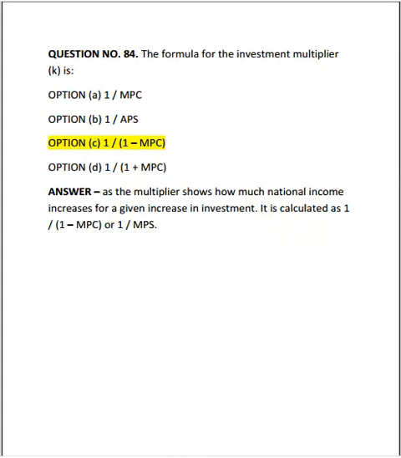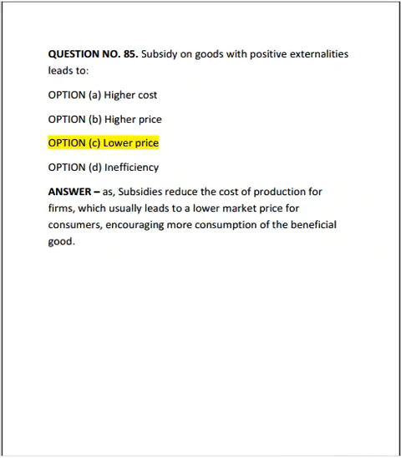Question No. 84. The formula for the investment multiplier K is. Option A. 1 divided by MPC. Option B. 1 divided by APS. Option C. 1 divided by 1 minus MPC. Option D. 1 divided by 1 plus MPC. Answer. As the multiplier shows how much national income increases for a given increase in investment. It is calculated as 1 divided by 1 minus MPC or 1 divided by MPS.